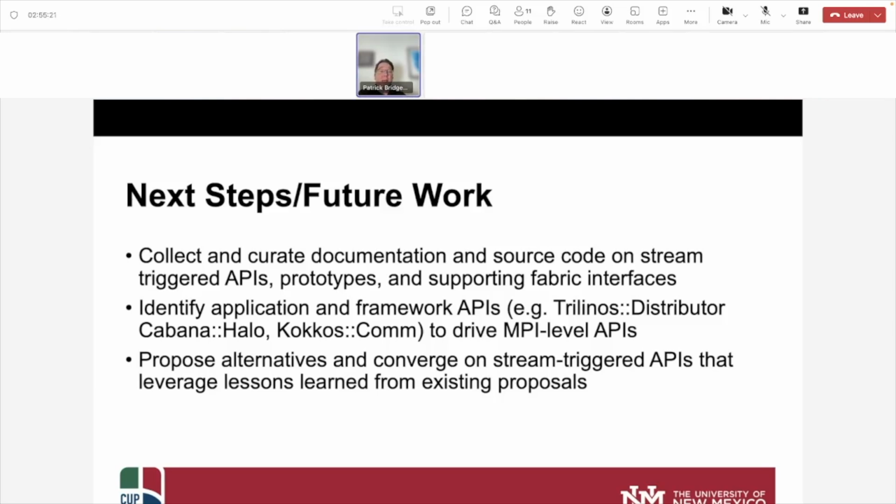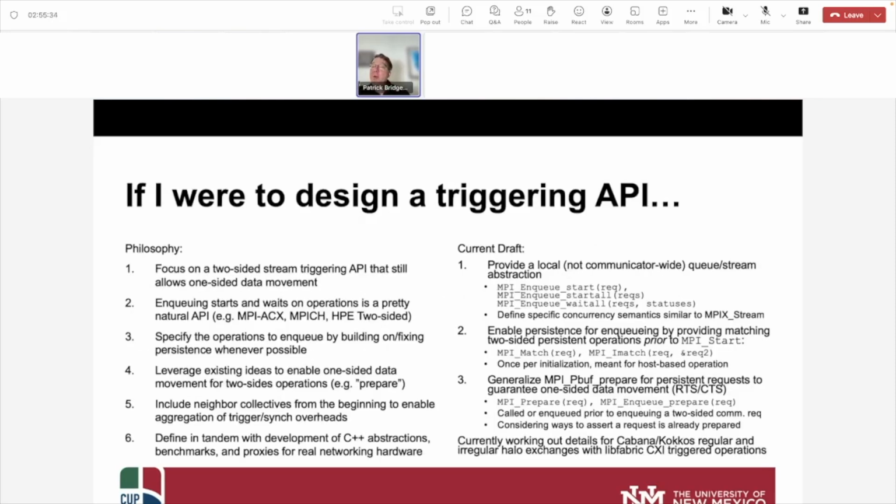I'm about out of time, and as I said, I encourage you to take a look at the paper and start engaging in work of helping figure out what the proposals should look like. I'm looking forward to Joe's paper to see what he's proposing. If I were to design a stream-triggered API, sitting here, and Ryan was heading that direction, I think one-sided is in pretty good shape, and I think kernel triggering is in pretty good shape. I would focus on a two-sided stream-triggering API that still allows for one-sided data movement.